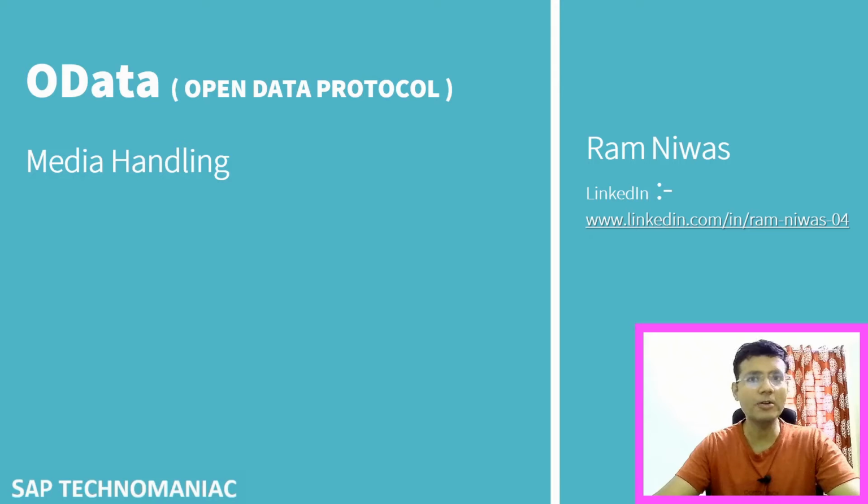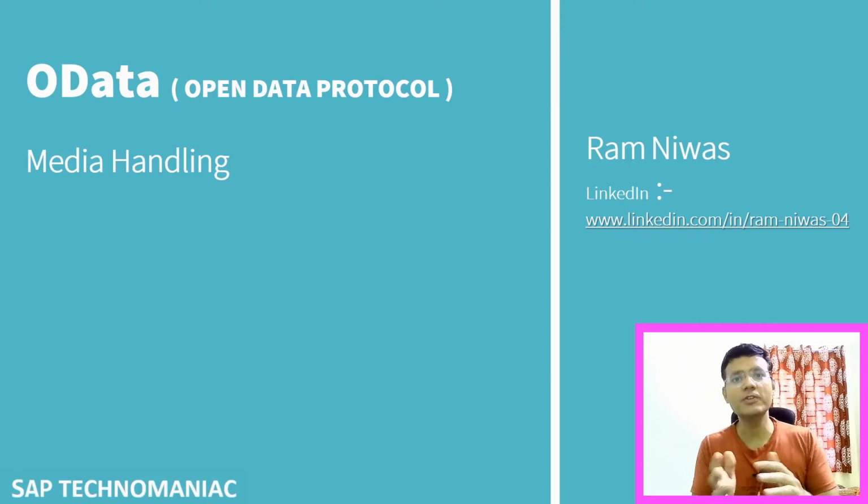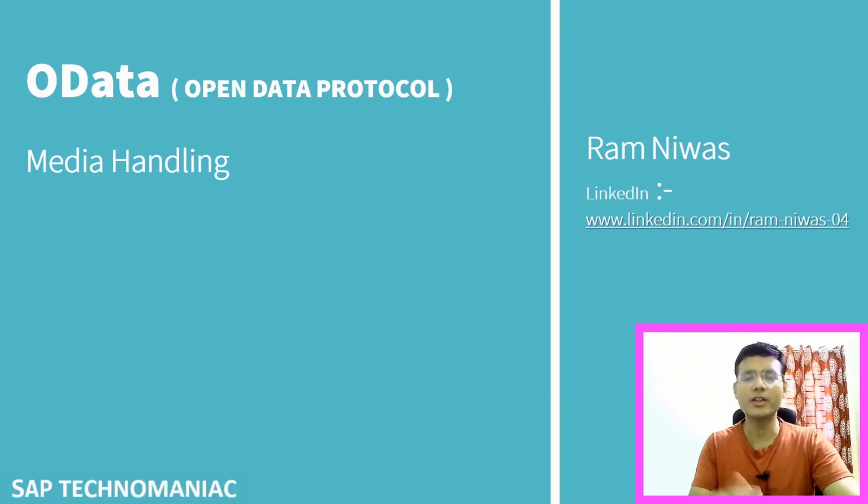In this video, we are going to discuss media handling in OData. Till now, we have discussed our normal CRUD operations: create, read, update and delete. That handles the basic data, like the table data which we save in the database, having character, integer, quantity or currency types. Normal data, we can say.